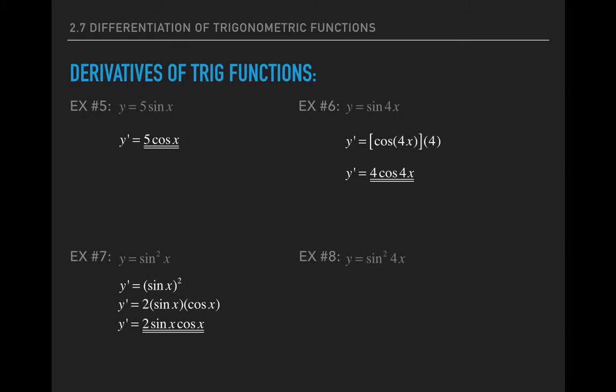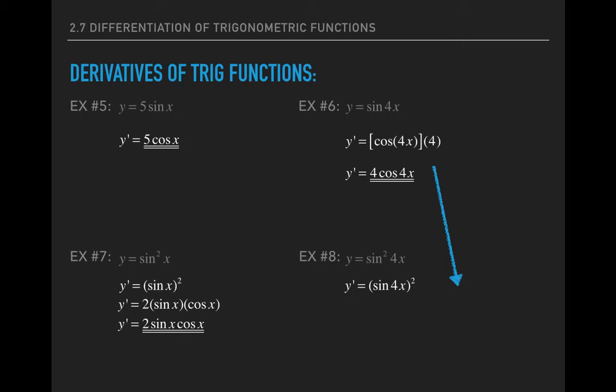All right, now example number 8. Sorry about that. You could rewrite this as sine 4x squared. So we have an inside function being squared. That means you're going to really use example 6, because we already found the derivative of sine 4x. That is your inside function.